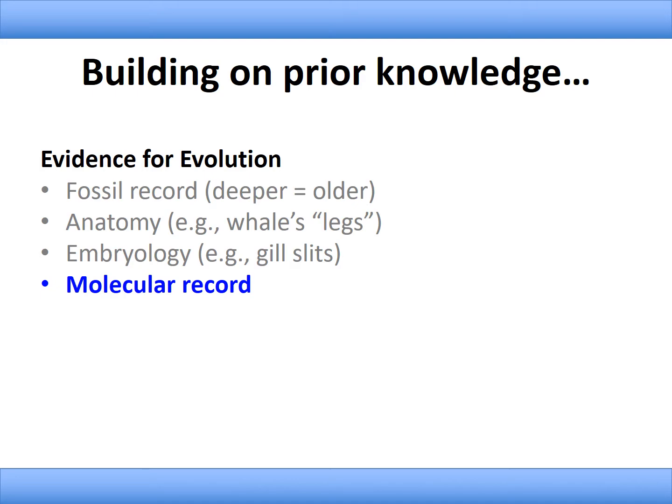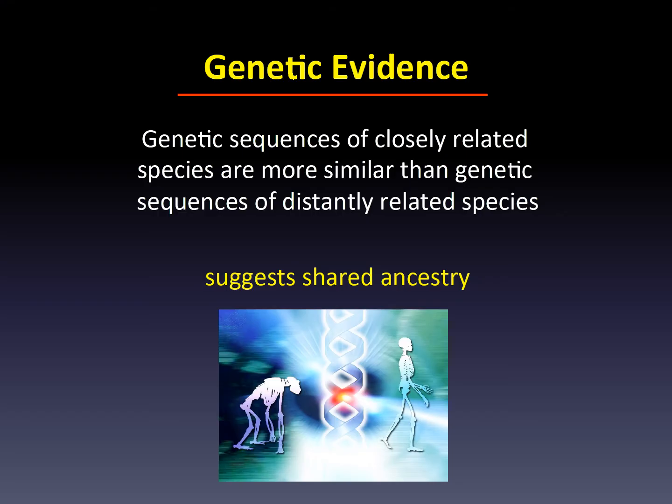All right, now for the piece of evidence that we're going to take a deep dive into today, the molecular record. And this is talking about the genetic evidence supporting the theory of evolution by natural selection. Genetic sequences of closely related species are more similar to one another than are the genetic sequences of distantly related species, which also suggests shared ancestry. Let me break this down for you.